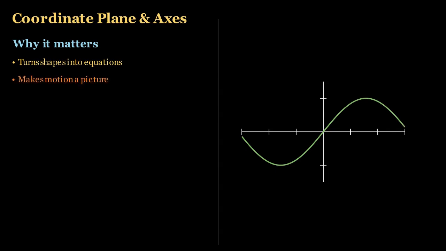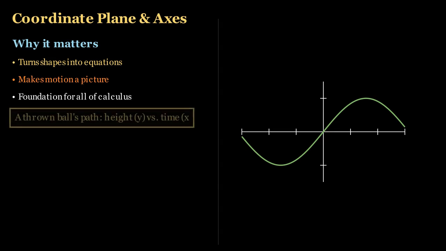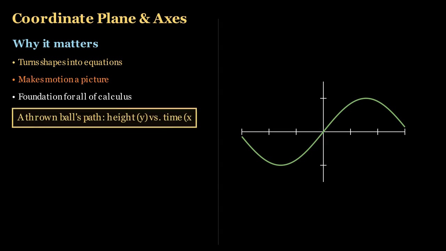Imagine a ball thrown in the air. Its path is a beautiful curve. Its height at every moment is a point on that curve. The steepness of the curve at any point tells us its speed. The area under the curve tells us how far it traveled. Without the coordinate plane, we couldn't draw a function, see its slope, or find the area under it. It is the canvas on which all of calculus is painted.